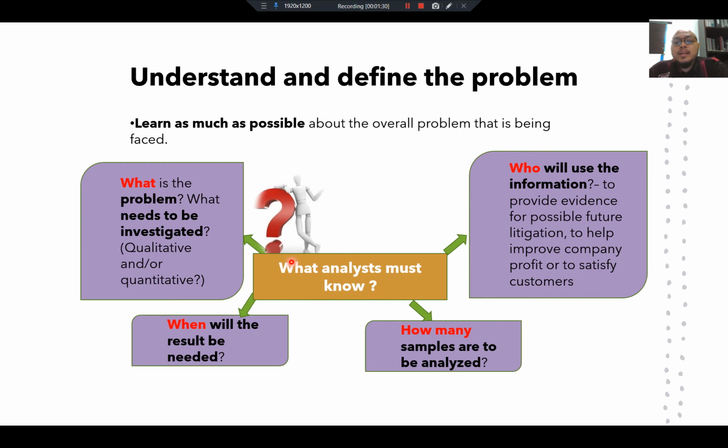Then you need to understand how many samples need to be analyzed and when the result will be needed. This will also contribute to how you conduct the analysis. For example, if the sample is too much, you might need to perform auto sampling analysis. When the result will be needed is very important as well, so you can organize how you do the analysis and provide the reports in a timely manner.